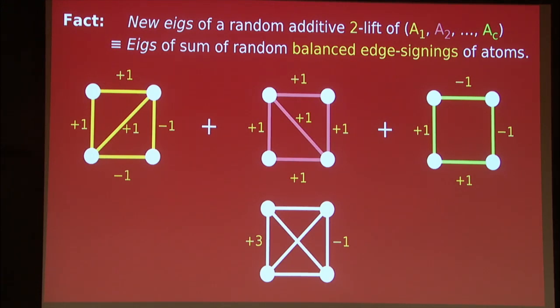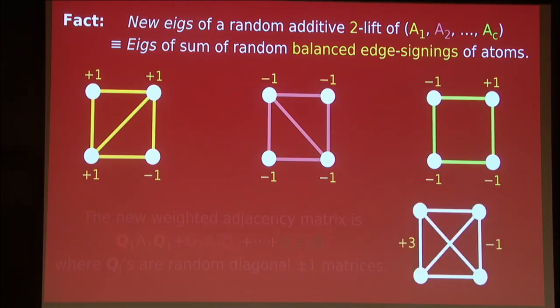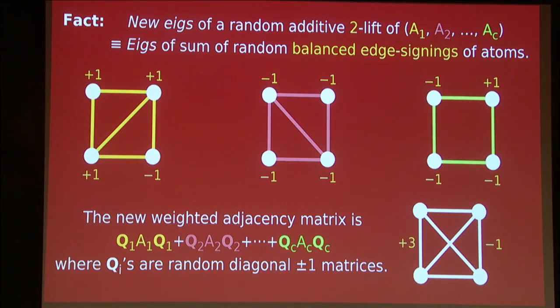Okay, so for the rest of the talk, we're going to study what's going on with the eigenvalues of this weighted graph as a function of the atoms. Well, first we should decide what the adjacency matrix is. If we're going to study its eigenvalues, what is the adjacency matrix of this thing? So how do we get it? We get it by adding up the adjacency matrices of the atoms, but we have to do this balanced edge signing thing.